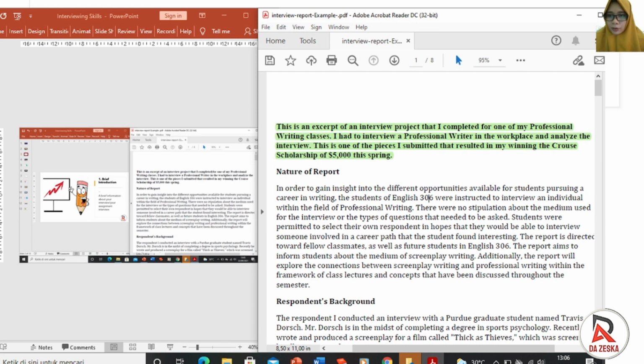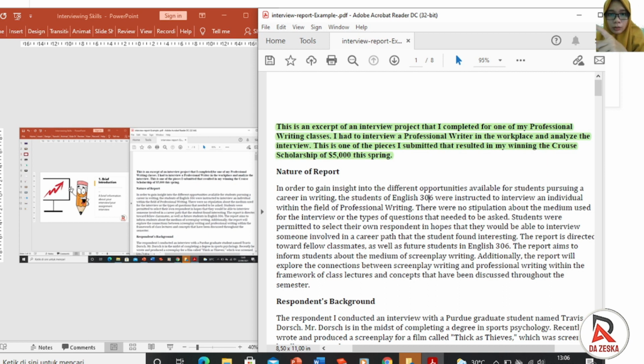And here, let me read for you. This is the introduction, the brief introduction. You may see from this on the right side, this is the writing. "This is an excerpt of an interview project that I completed for one of my professional writing classes, and I had to interview a professional writer in the workplace and analyze the interview. This is one of the pieces I submitted that resulted in my winning the course scholarship of $5,000 this spring." So you may see this is a very clear introduction, and it takes only three sentences.